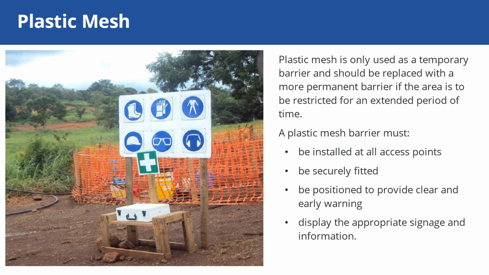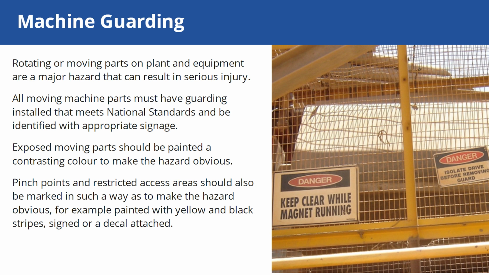A plastic mesh barrier must be installed at all access points, be securely fitted, be positioned to provide clear and early warning, display the appropriate signage and information. Rotating or moving parts on plant and equipment are a major hazard that can result in serious injury. All moving machine parts must have guarding installed that meets national standards and be identified with appropriate signage. Exposed moving parts should be painted a contrasting color to make the hazard obvious. Pinch points and restricted access areas should also be marked in such a way as to make the hazard obvious.